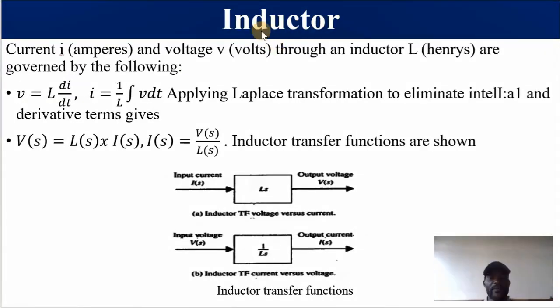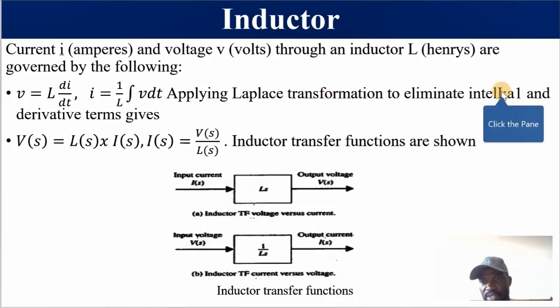An inductor, we know an inductor is a passive device. It is also an electrical device, and we are now going to look at its mathematical model. We are saying the current in amperes and voltage across an inductor L, inductance measured in henries, are governed by the following mathematical equations. Voltage is governed by L dI/dt, and I is equal to 1 divided by L multiplied by the integral of V dt.